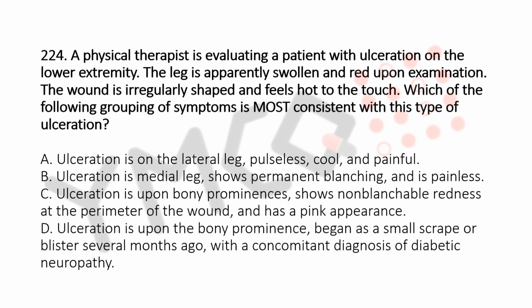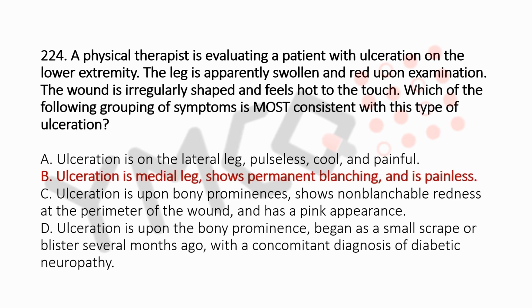Option A, ulceration is on the lateral leg, pulseless, cool, and painful. Option B, ulceration is medial leg, shows permanent blanching, and is painless. Option C, ulceration is upon bony prominences, shows non-blanchable redness at the perimeter of the wound, and has a pink appearance. Option D, ulceration is upon the bony prominence, began as a small scrape or blister several months ago, with a concomitant diagnosis of diabetic neuropathy. And the answer is Option B, ulceration is medial leg, shows permanent blanching, and is painless.